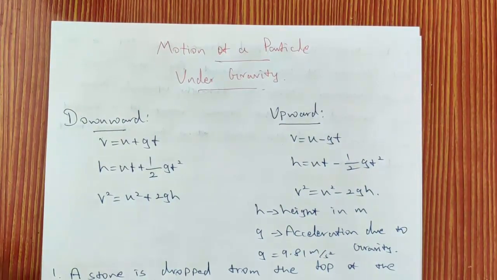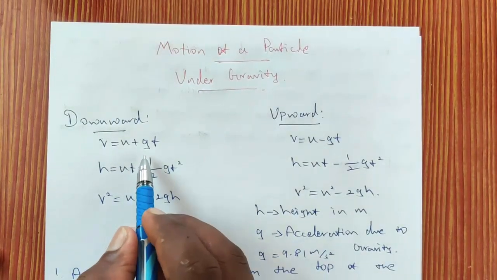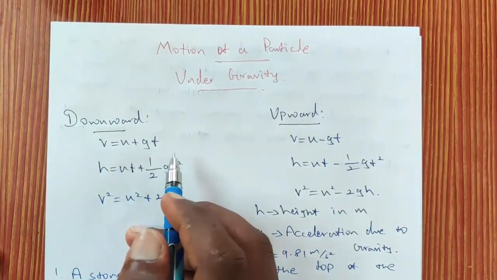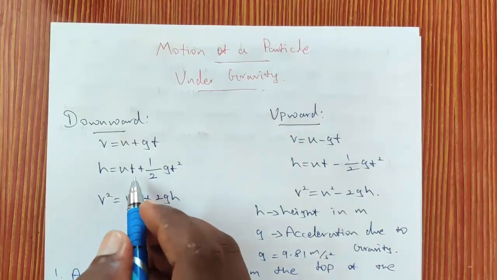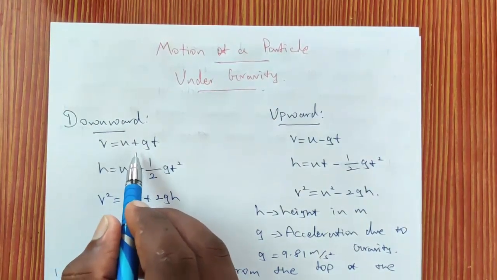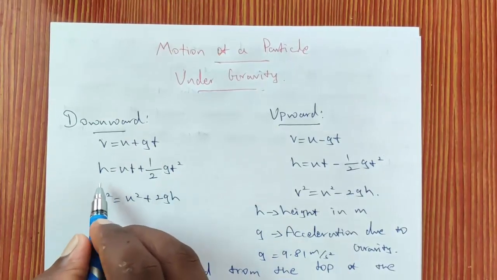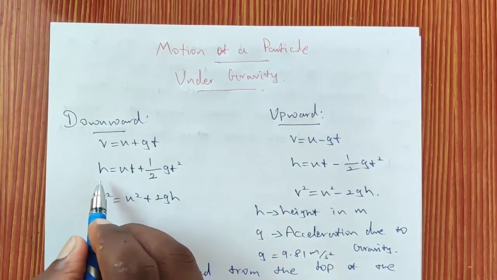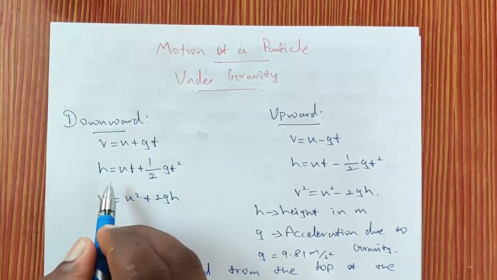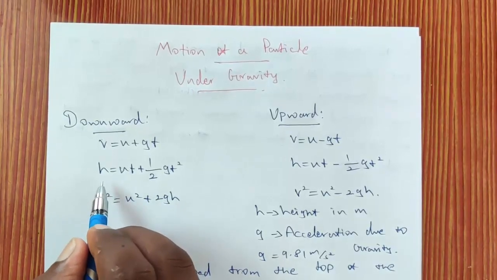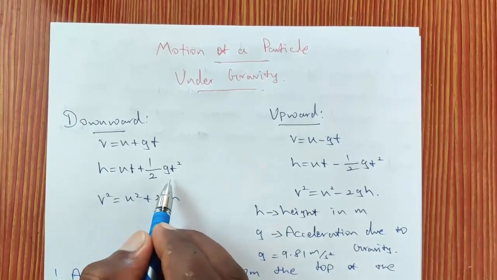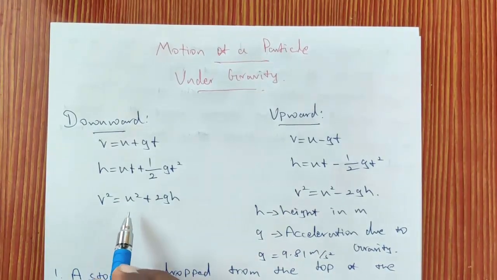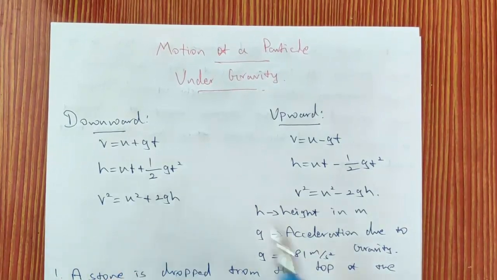If the particle moves in the downward direction, then the acceleration due to gravity is acting in the positive direction. We know that the acceleration due to gravity acts in the downward direction. That is why here v is equal to u plus gt. The distance s is replaced by h since the particle is moving in the vertical direction, so here h is the height. h is equal to ut plus half gt square. Then v square is equal to u square plus 2gh.